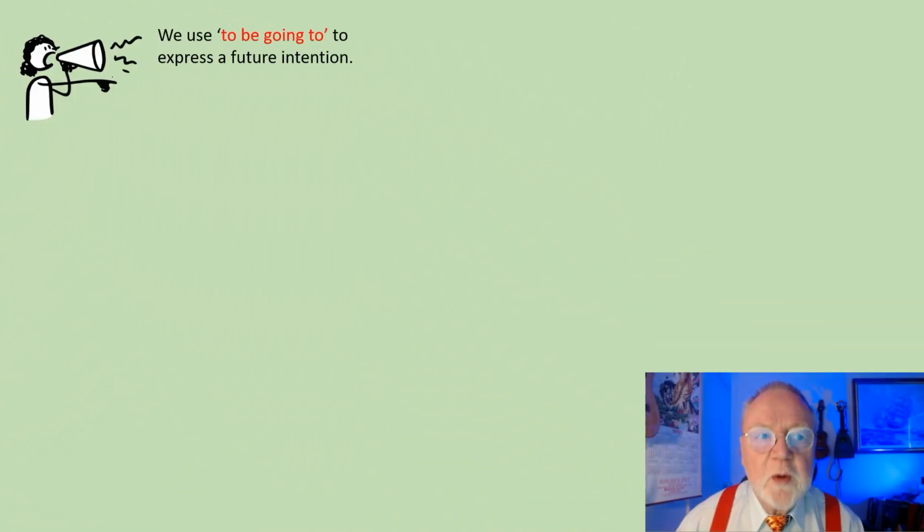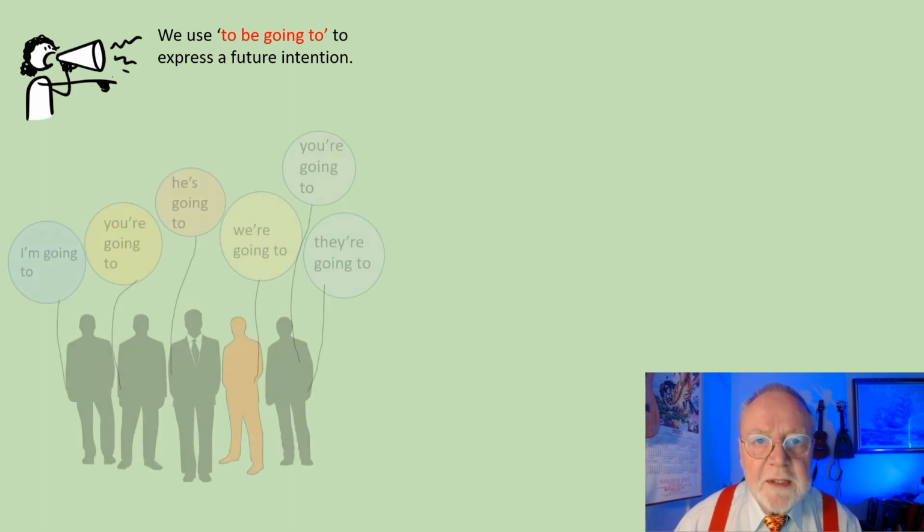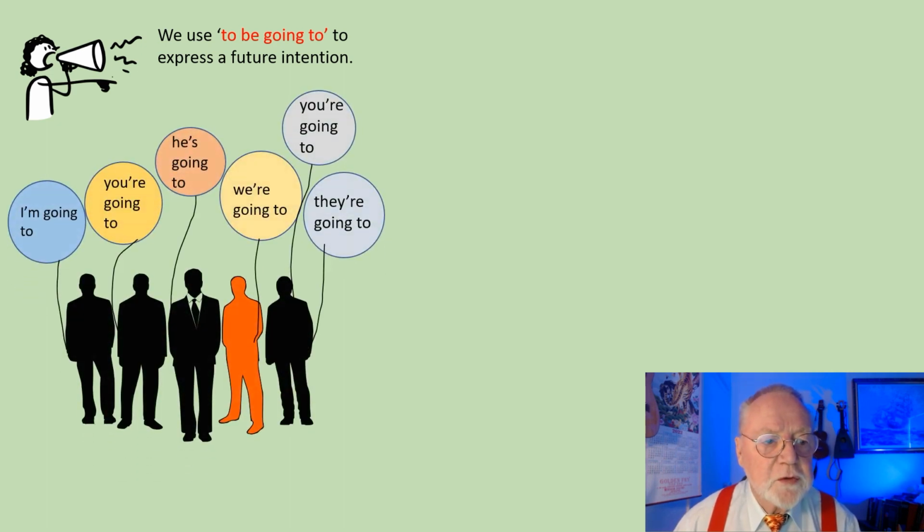We use to be going to express a future intention. It might be something we see in the present, it might be something we have in our own minds. But we make it up like this: I'm going to, you're going to, he's going to. And I'm sure you recognise that as the verb to be plus going to. But notice we contract the verb to be: I'm, you're, he's. That's the way we would say it. We might write I am going to, but we would certainly say I'm going to, you're going to, they're going to.